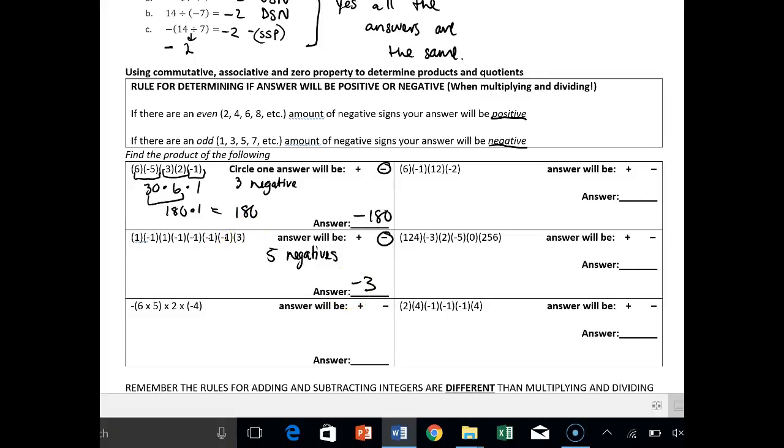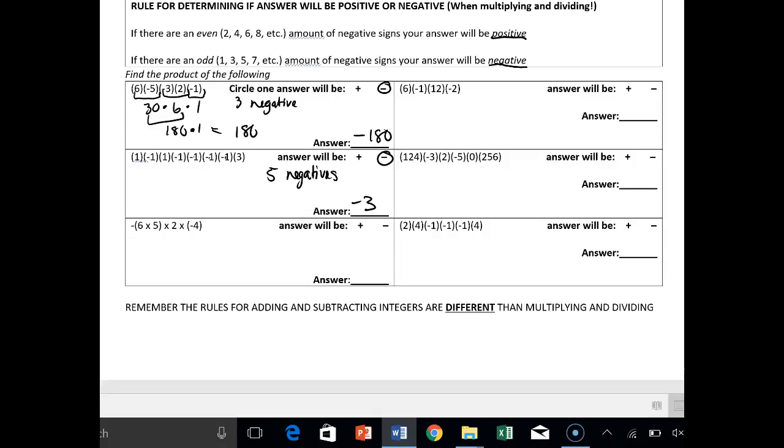Right? And then this one right here. This says do 6 times 5 first, which is 30, but then that's a negative 30 times 2 times negative 4. So this is negative 60 times negative 4, and I have 2 negatives, so my answer is going to be positive. 2 negatives, an even amount of negatives, so my answer has got to be positive. 4 times 6 is 24, but tack on a 0, so that's 240.